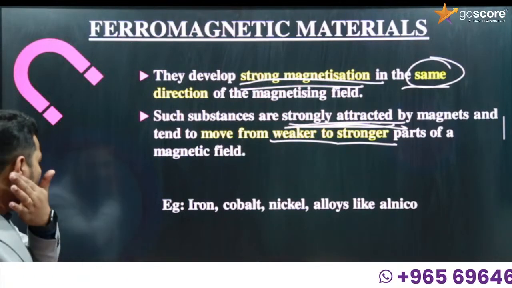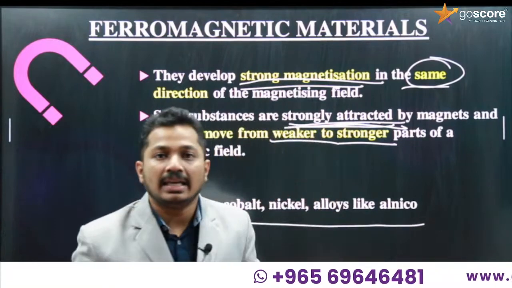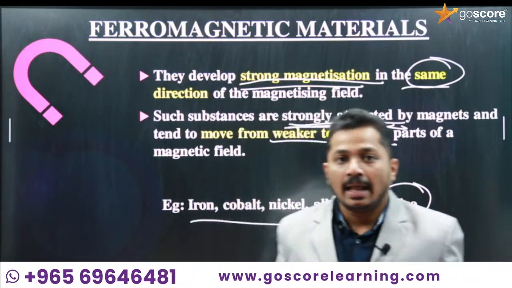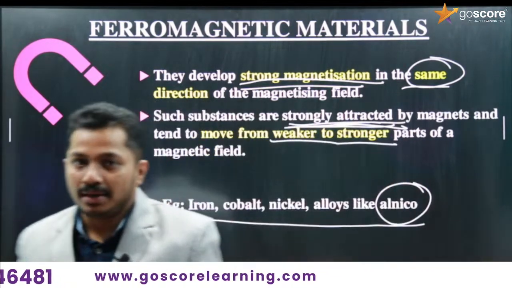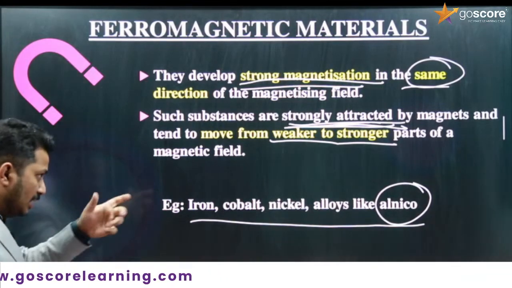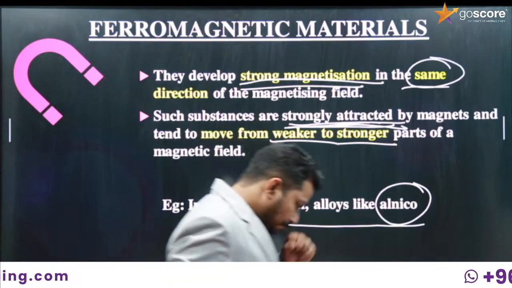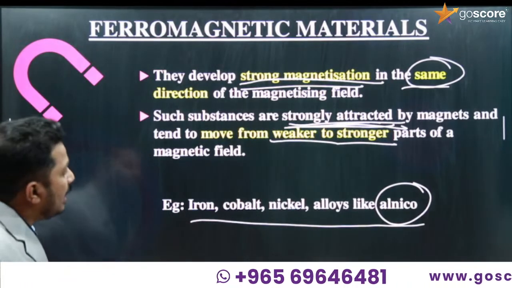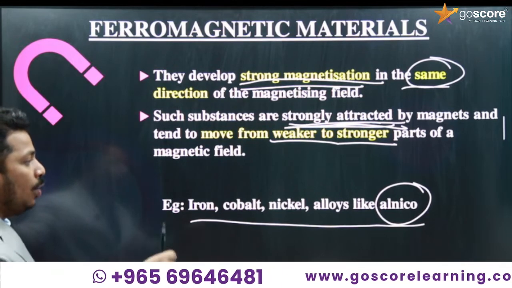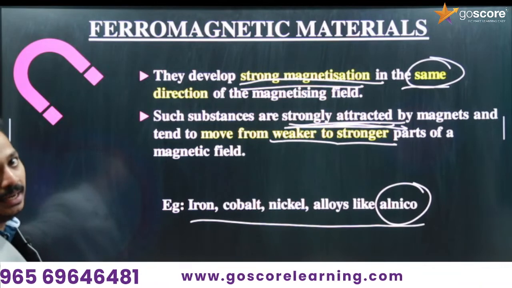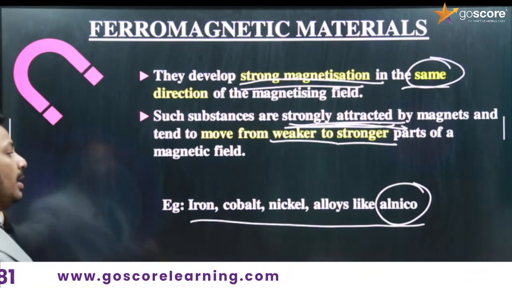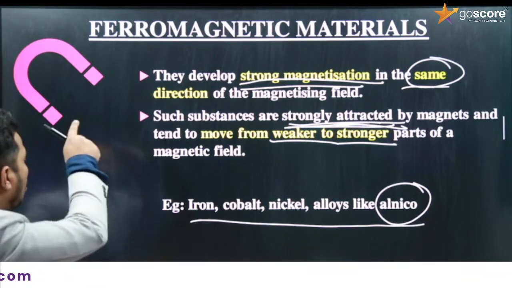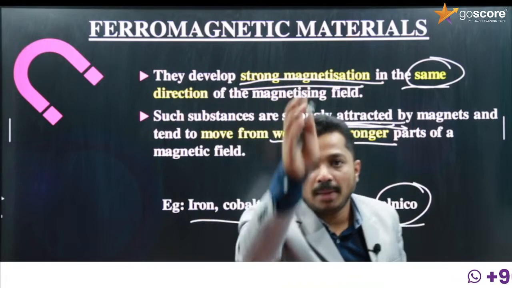Examples of ferromagnetic materials are iron, cobalt, nickel, and alloys like alnico. Being a ferromagnetic material, alnico is used for making permanent magnets, artificial magnets. Alnico is an alloy of aluminium, nickel, and cobalt. Actually, aluminium on its own is a paramagnetic material, but nickel and cobalt are ferromagnetic materials. Ferromagnetic materials are those substances which develop strong magnetization in the same direction.